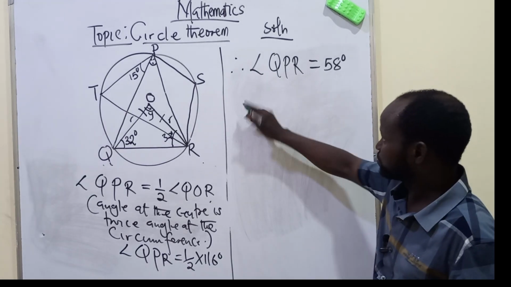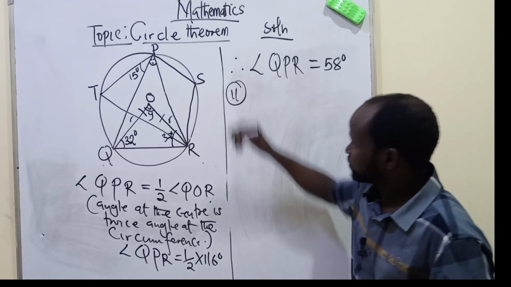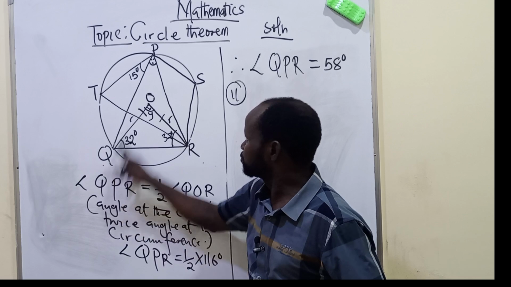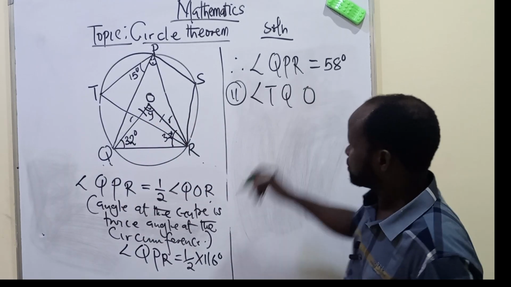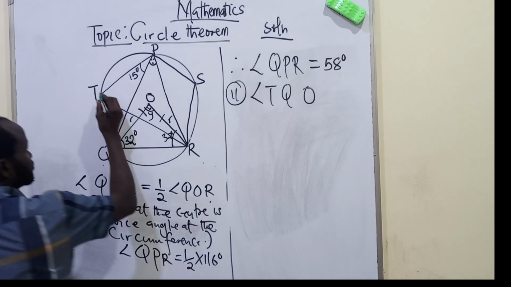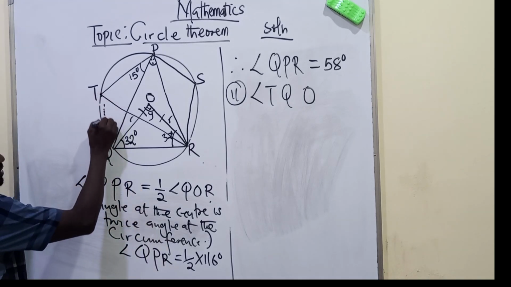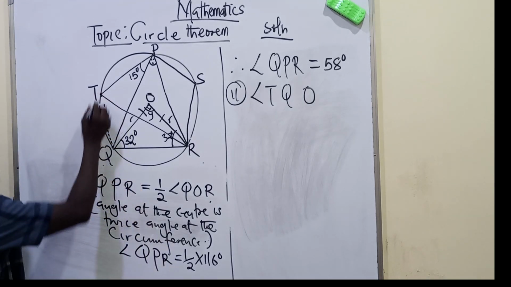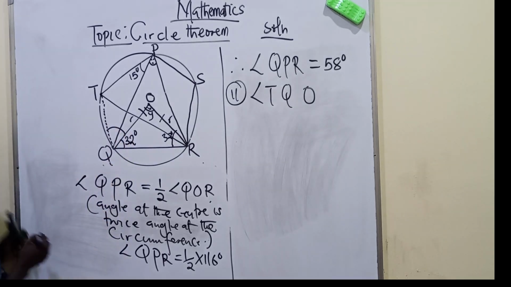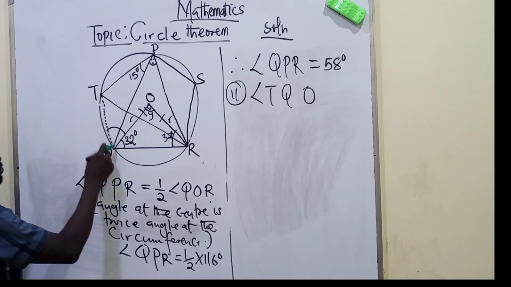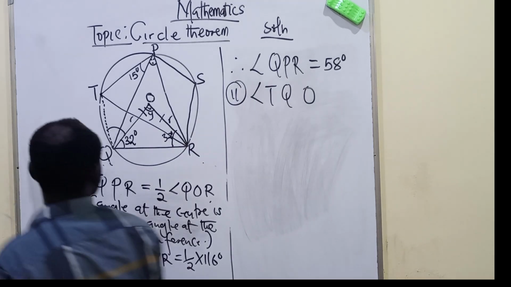Let's move to Roman numeral 2. We are asked to find angle TQO. You realize that we need to construct another chord here. We're looking for this angle at this point here, angle TQO.